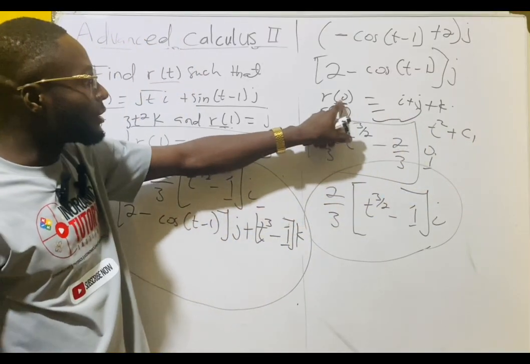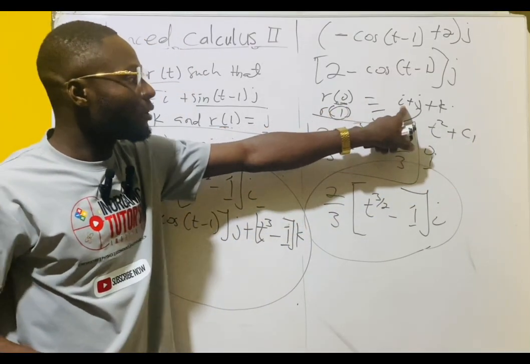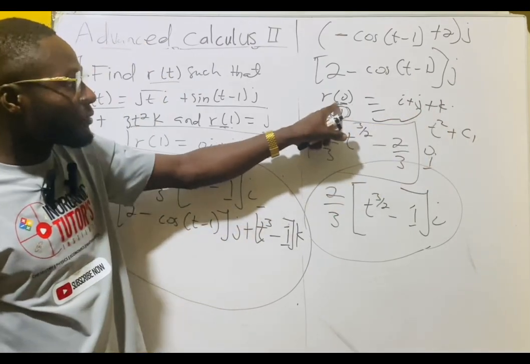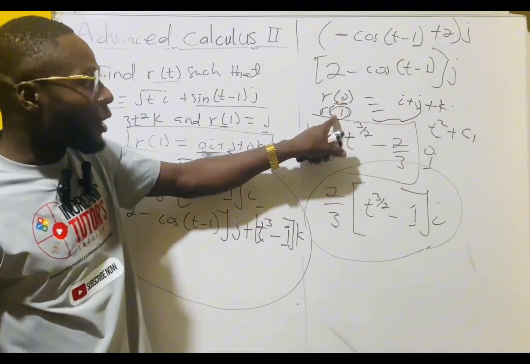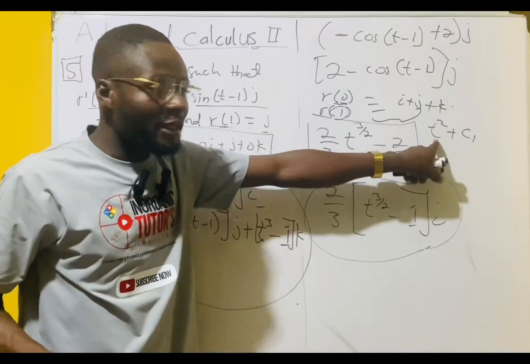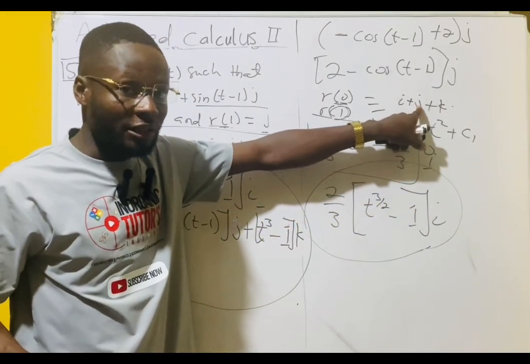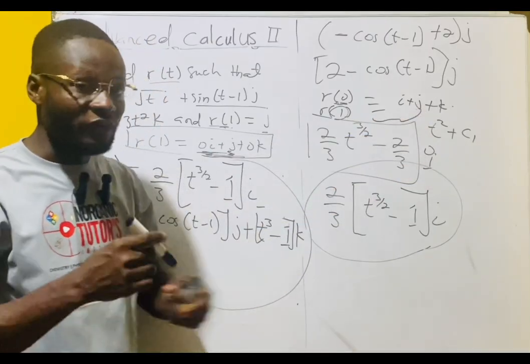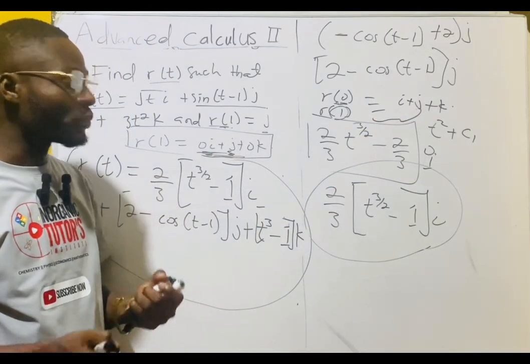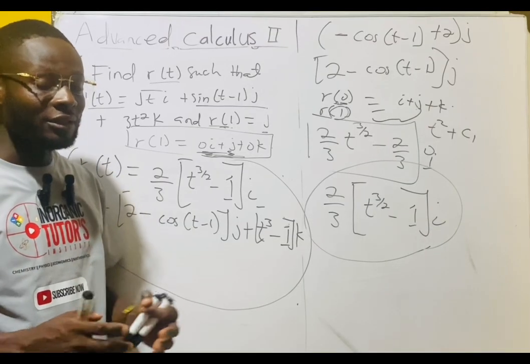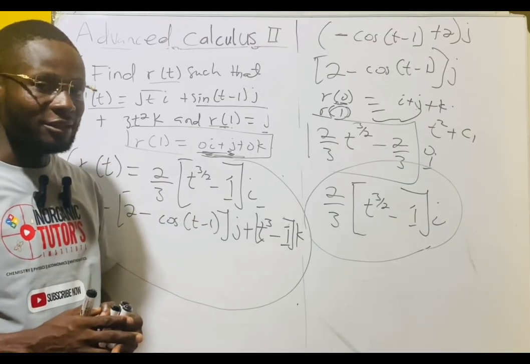Don't forget that r of 0 is equal to i plus j plus k. So if you substitute t equals 1 into the integrated function, then you equate it to the initial, right? To find the constant. All right, so that is the process you go through to solve this kind of question. Let's move on to question number 6.